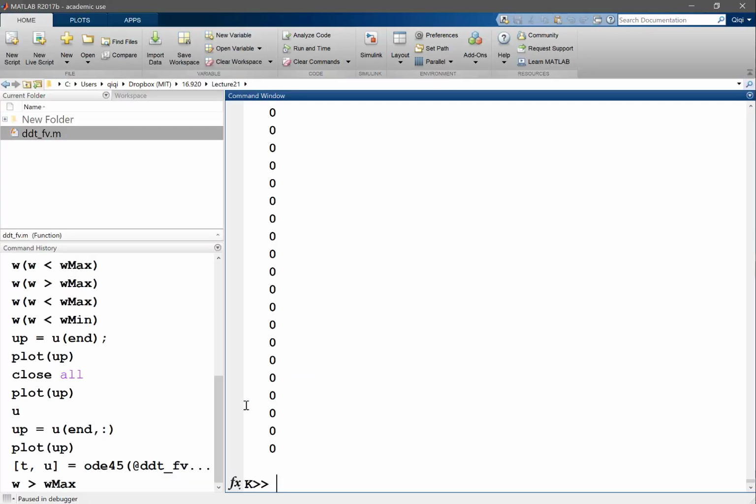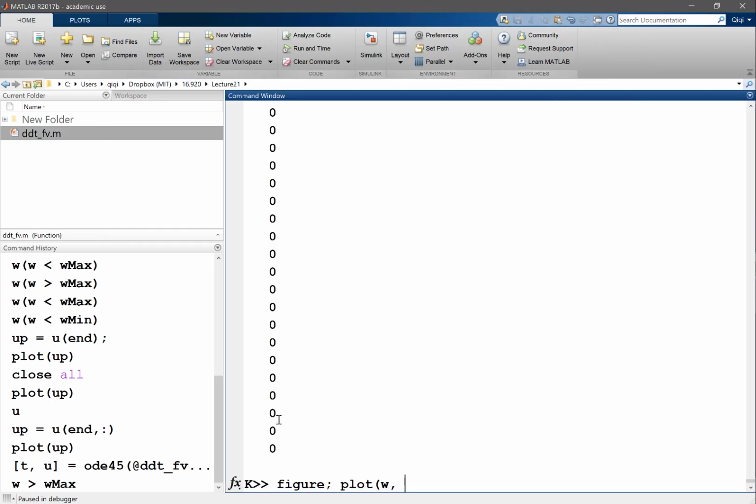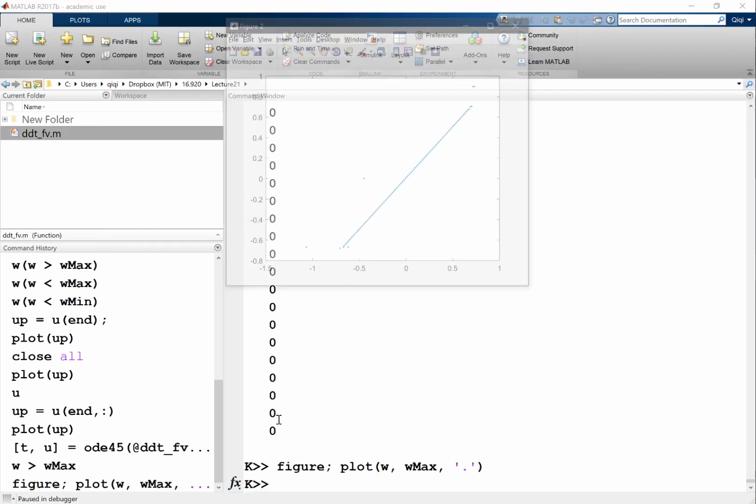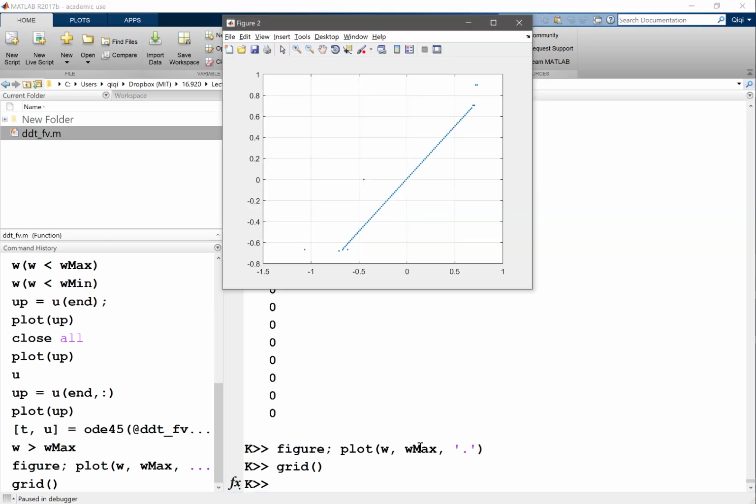So let's actually plot W versus W max. The x-axis would be W. Let's grid it. The left is W, and the y-axis is W max.